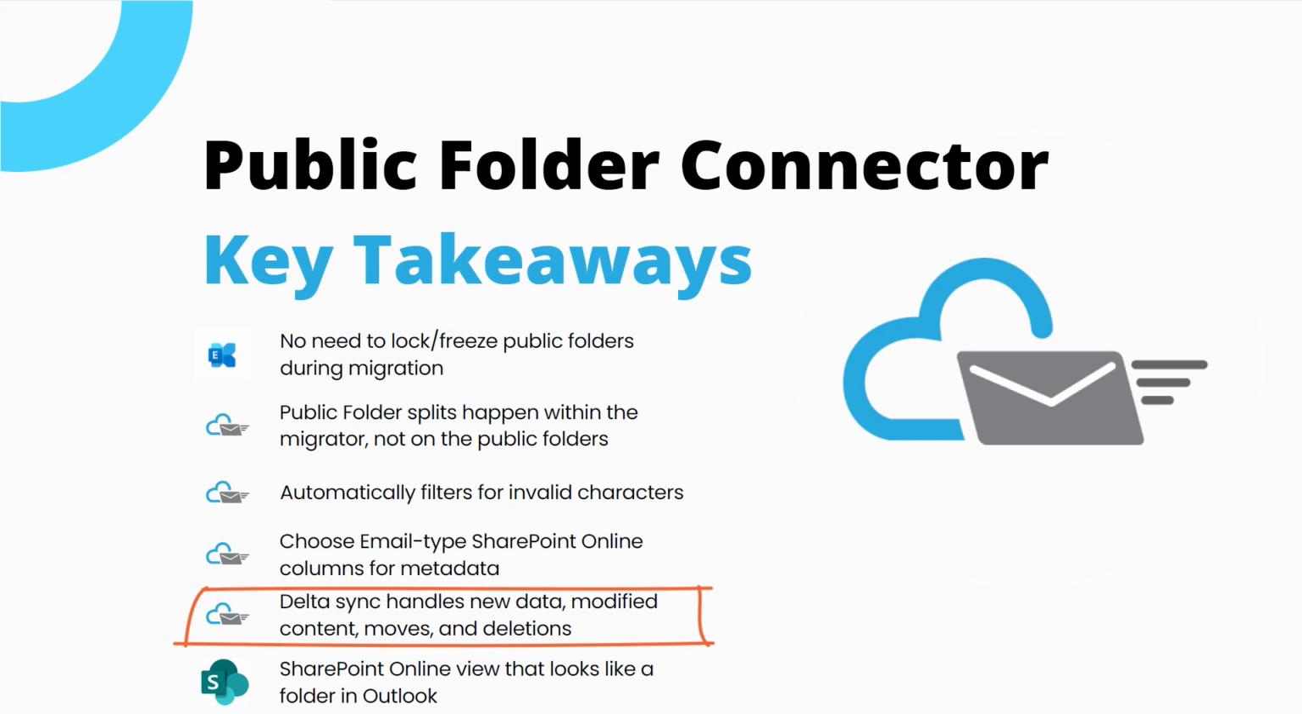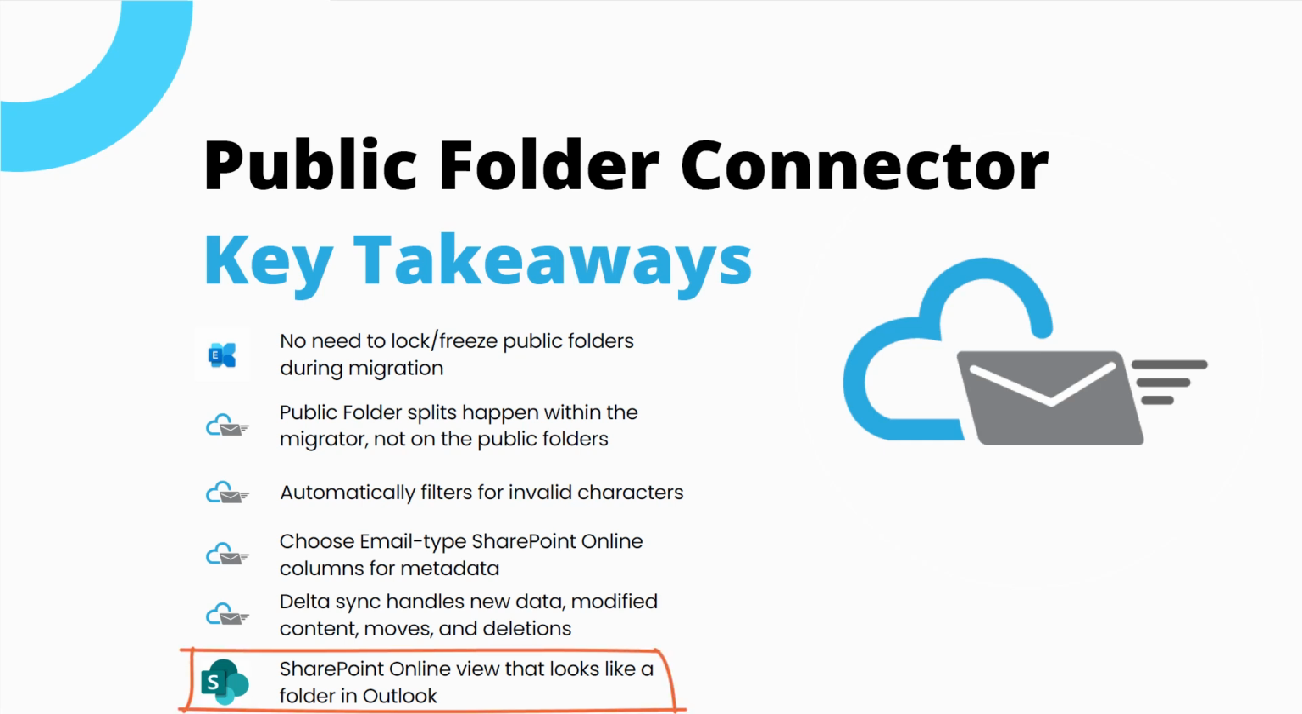So again, like I mentioned before, this allows you to seed everything in advance and then just run Delta syncs, which again are much quicker, to handle any changes until you're ready for the day to do the cutover. And then there's having a SharePoint Online view that looks similar to an email client like Outlook. You have the metadata, you have the columns, you can use them for search, and you can sort by them in order to find what you need in the folder structure that's familiar to them from the public folders.